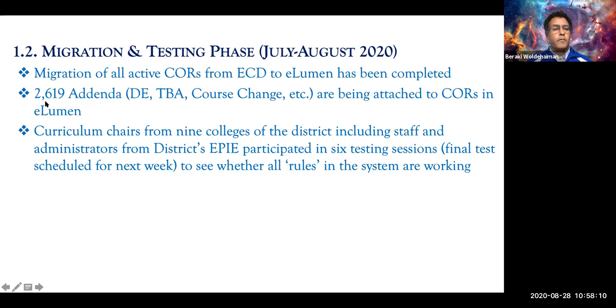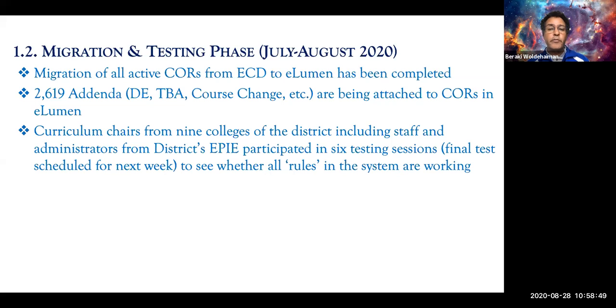Now, migration and testing phase. It was expected, as per the original announcements, that migration would happen in May, but there were many reasons for the delay. So migration happened in July. All active courses have been migrated from ECD to eLumen.